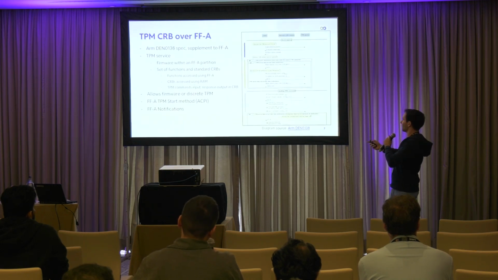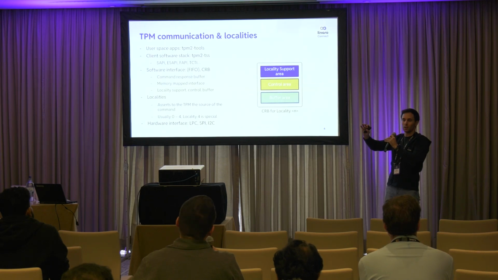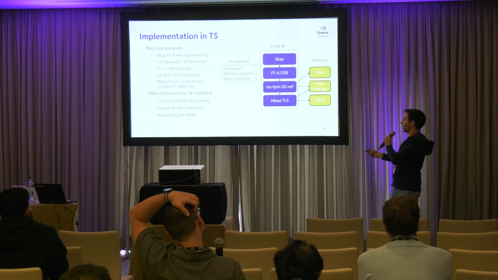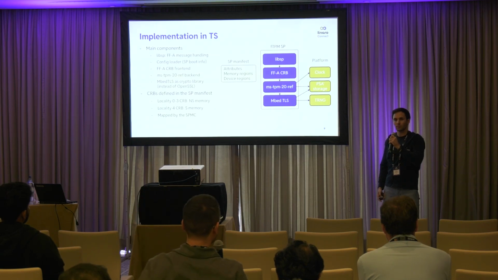Okay. So this structure has 5 copies in memory, 4 in non-secure and 1 in secure, and because of this you have separate entries for all of these in the SP manifest. All right, perfect, thanks.